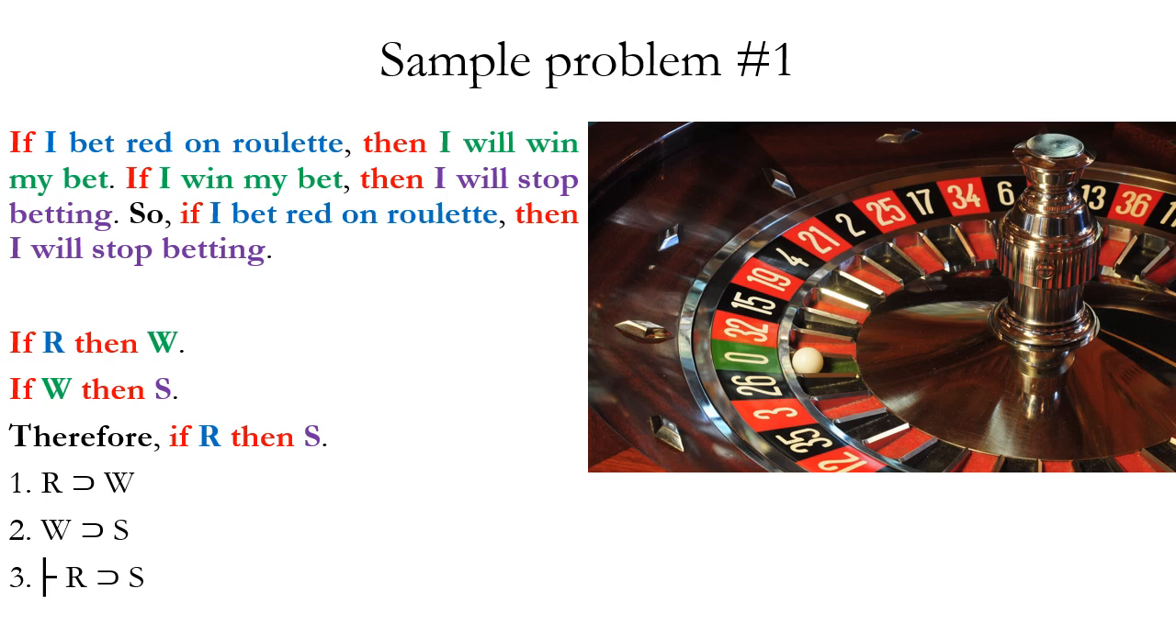Now, can you recognize the logical form of this argument? It is hypothetical syllogism. The main clue is that we have the same logical operator, the if-then or the horseshoe, appear in both premises and the conclusion. That only happens in one logical form.